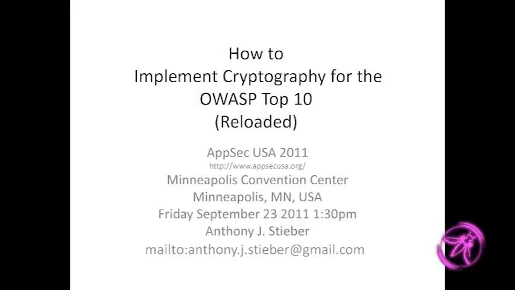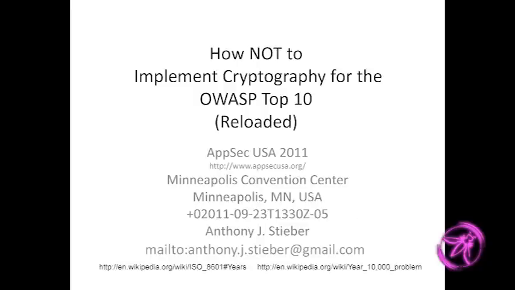Now this presentation is about how not to implement cryptography with the OWASP Top Ten. So I'll be bringing up failed examples, some use cases, but everything that I'm going to be talking about are real world examples that I've seen out in the real world, and they're published examples. So there's no proprietary information, no insider information here. This is what's available out there. But I can confirm there's more to it than just this. But I can't say more than that.